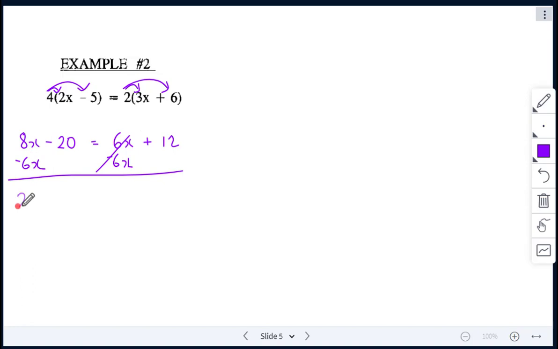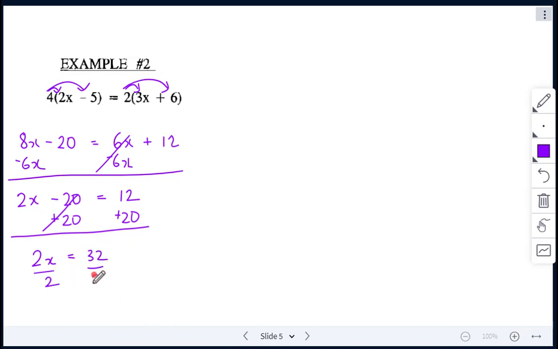Then we end up with 2x minus 20 is equal to 12. Then we have to add the 20 to both sides. That gives me 2x is equal to 32. And lastly, we're going to divide by 2. And we end up with x is equal to 16.